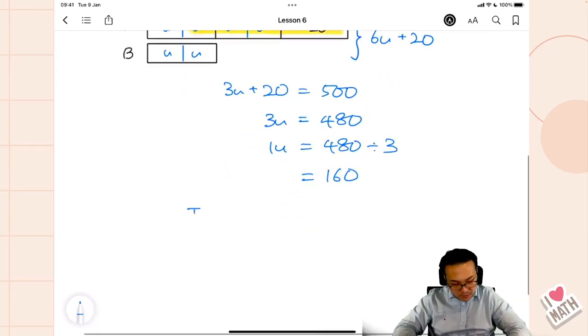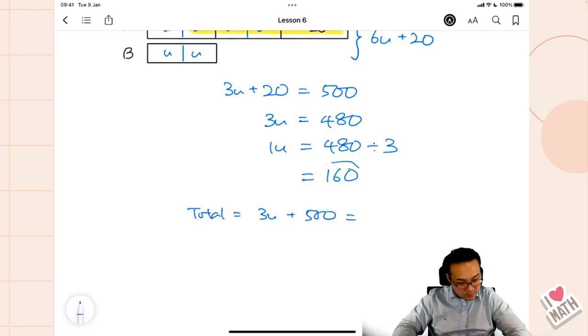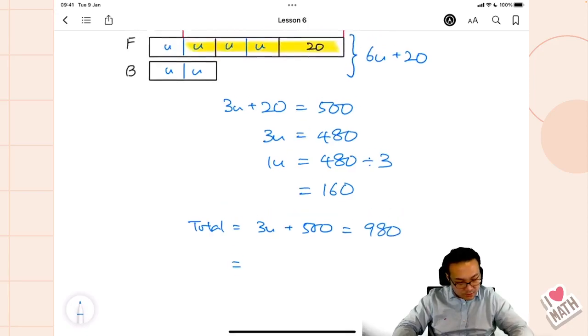So they say all together 3 units plus 500. What do I get? 3 times 160 is already here. What? 3 units is 480. 480 plus 500. 980. You want to use the other method?